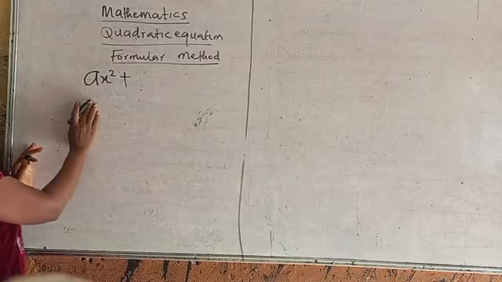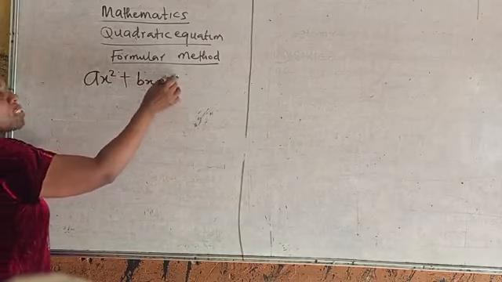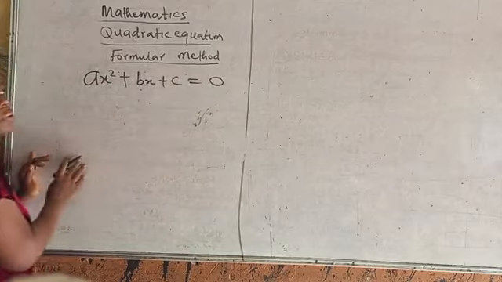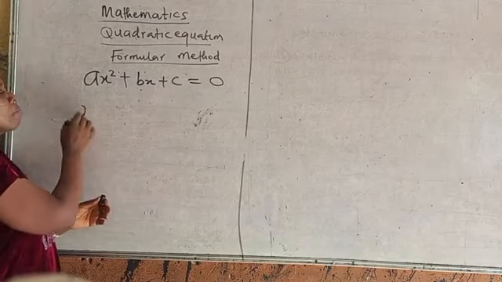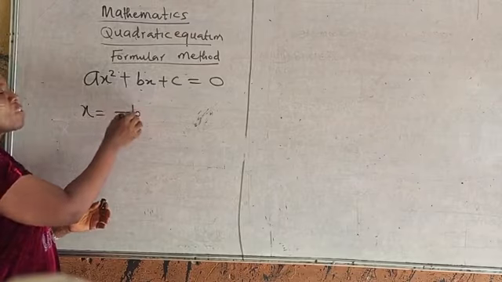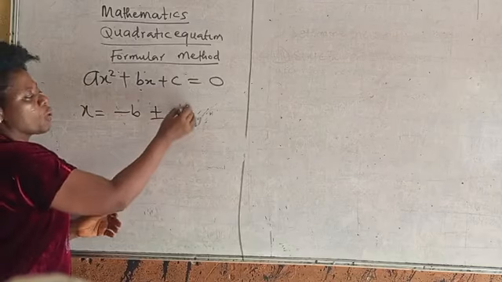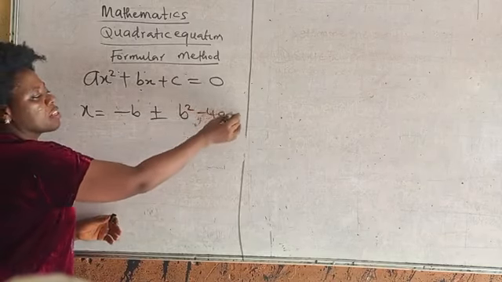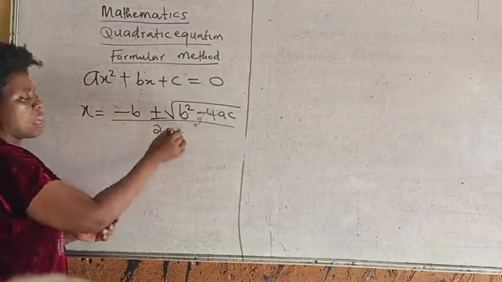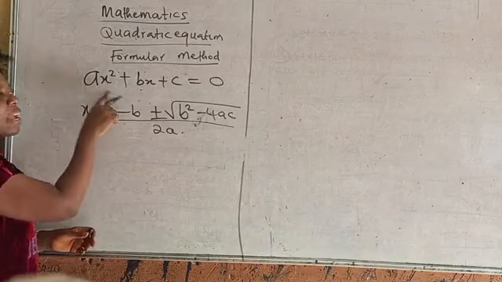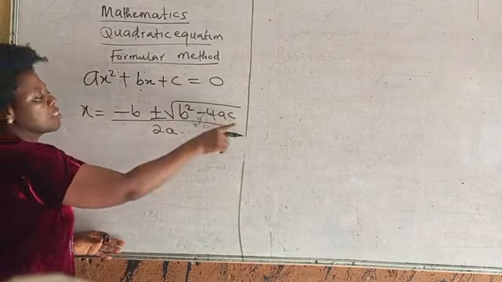Our formula for a quadratic equation is ax squared plus bx plus c equals 0. We are looking at the formula method today, and our formula says x equals minus b plus or minus the square root of b squared minus 4ac, all over 2a. From this, we know our a. We substitute our a into it. We have our b. We have our c.